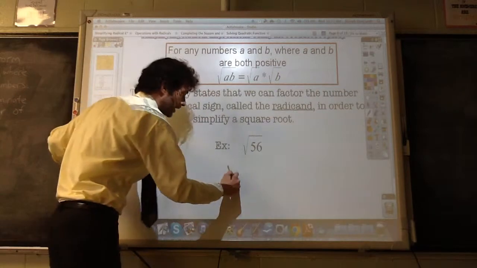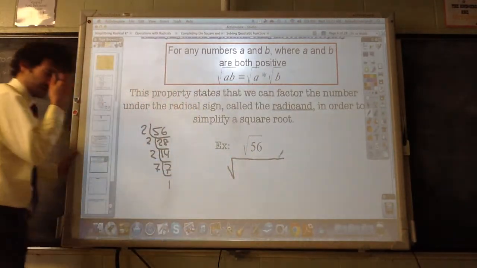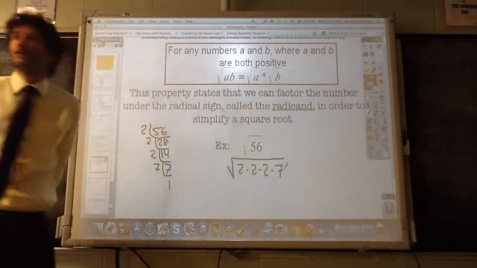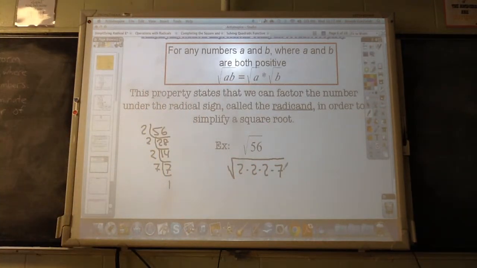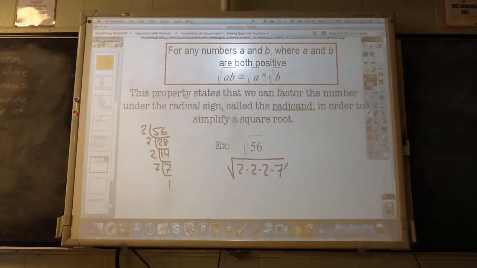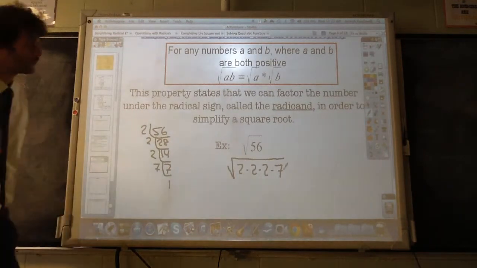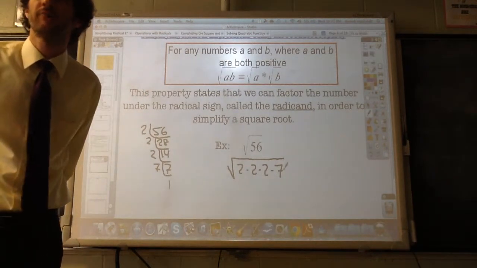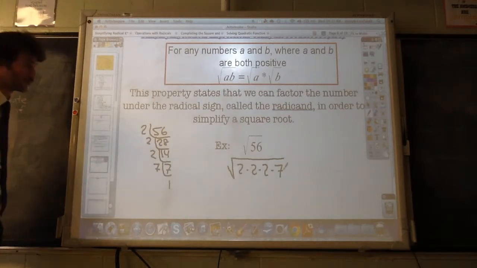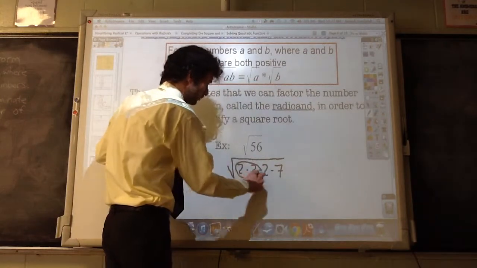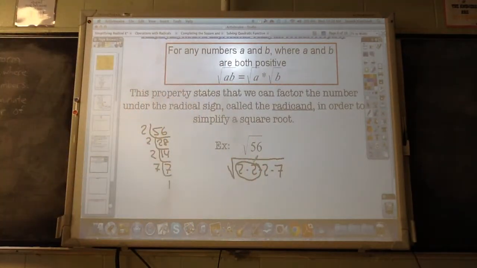So I could rewrite this as the square root of... so I rewrote the square root, so then instead of having 56 under there, I've got its prime factors underneath. What I can do is, anytime I have a pair of the same factors, for example, a 2 and a 2, I can actually pull that out.